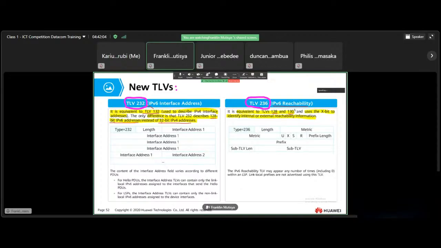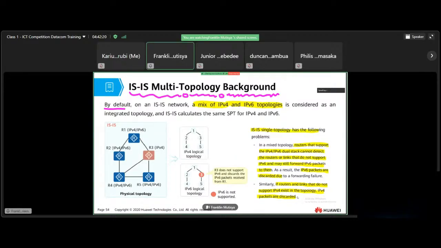So this one is now used to provide IPv6 reachability, how we can reach certain destinations in the IPv6 network. Now, something else about ISIS is that ISIS supports the multi-topology design. We refer to this as dual stack.